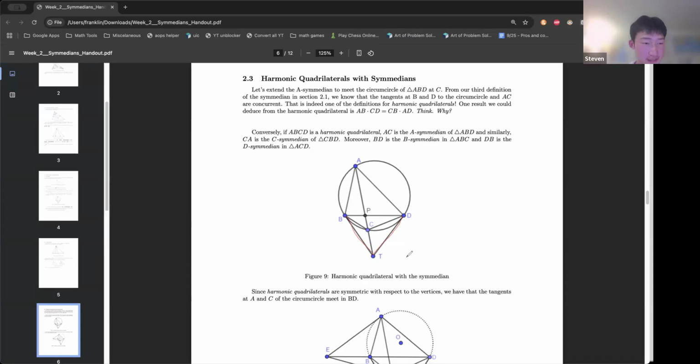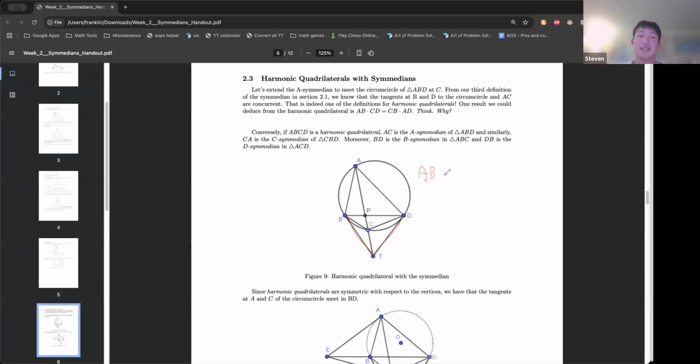Can we get a quick show of hands, how many of you are actually familiar with the concept of harmonic quadrilaterals, if any? No? Okay, great. Today's going to be the first day you learn it. So if something is a harmonic quadrilateral, first of all, it is cyclic. And on top of that, the products of the opposite sides are equal.